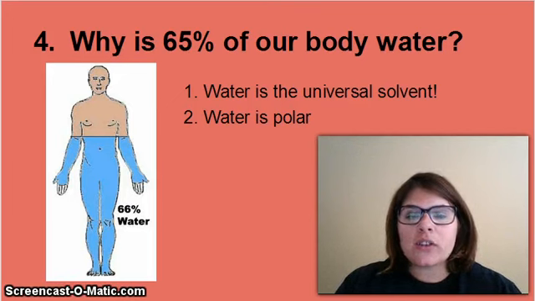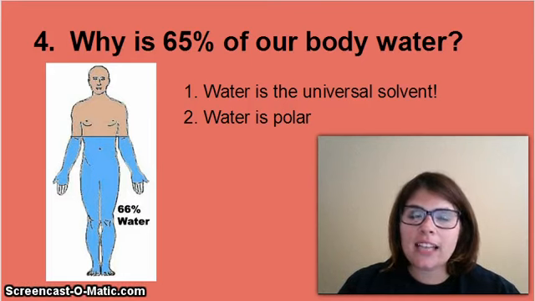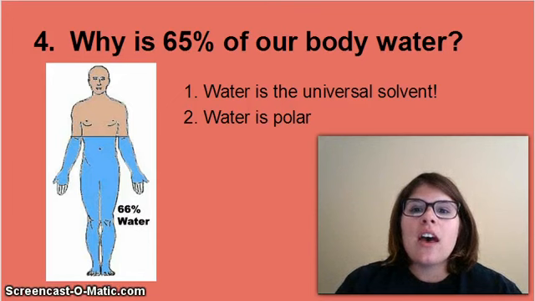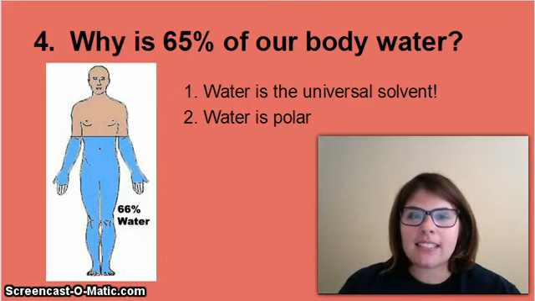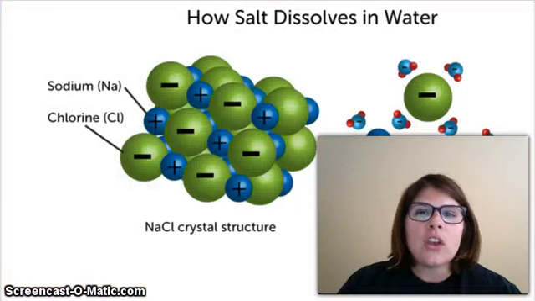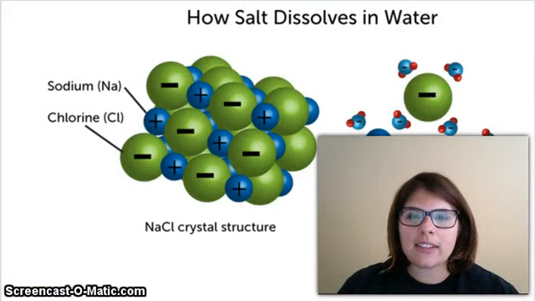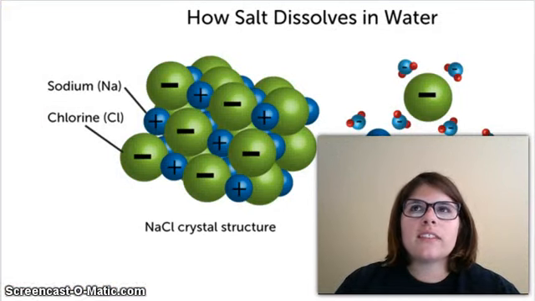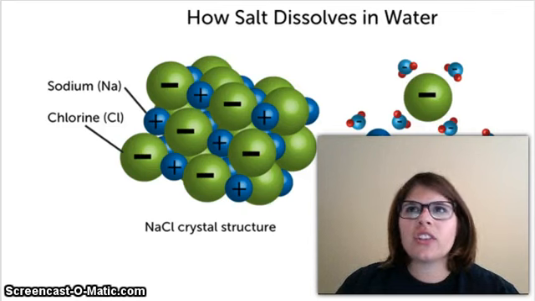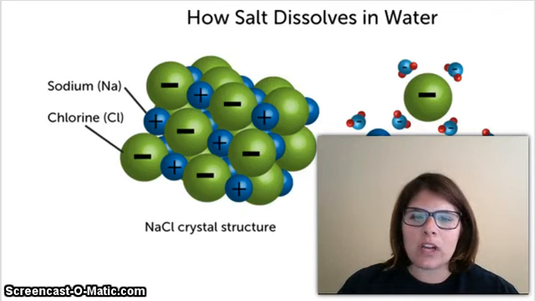And water is also polar, where oxygen has a partial negative charge and hydrogen has a partial positive charge. So it makes it easier for it to dissolve different compounds and ions. I'm going to show that to you here in just a second. So this is how we actually dissolve different compounds in water. So you know how you dissolve sugar or salt or anything in water.